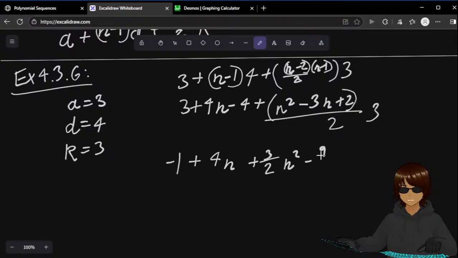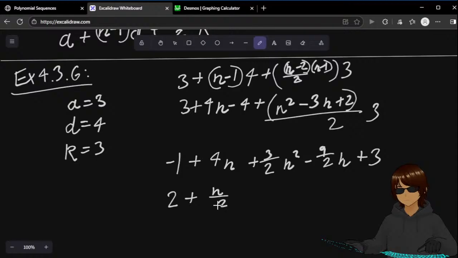Three times 3 is 9. And then 3. 4 minus 9 over 2. 8 over 2 minus 9 over 2 is minus 1 over 2. And then plus 3 over 2 n square.